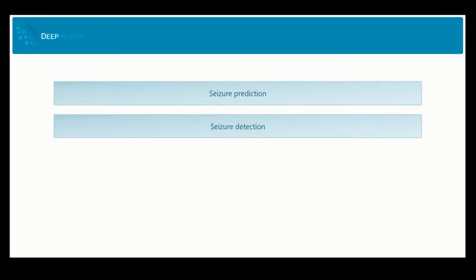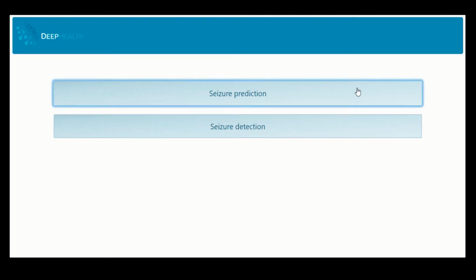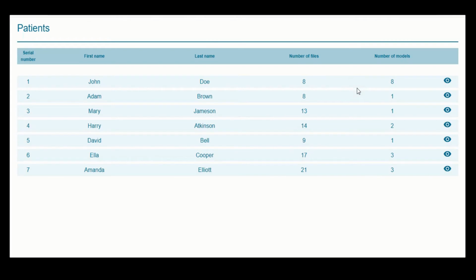Now, the main functionalities of the platform will be presented. On the home page, the user chooses between the seizures prediction and seizures detection options depending on his or her preferences. Once the desired action is selected, the doctor's patient list is displayed. The data used in the presented video has been obtained from an open database and consists of EEG recordings from pediatric subjects with intractable seizures.